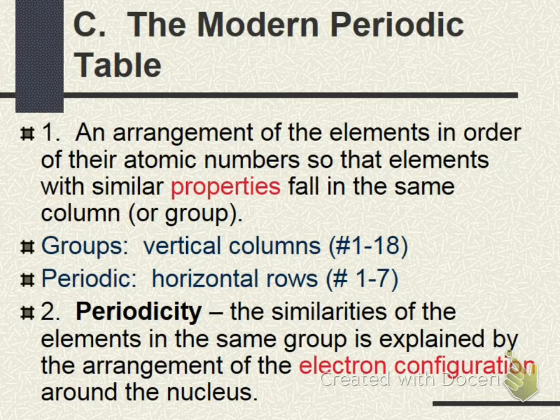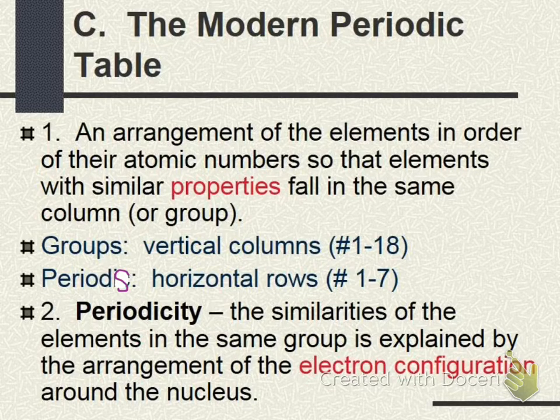And then it should say periods, not periodic. I don't know why it says that, but let's change that right now. So it's periods. Mark that out. And periods are the horizontal rows across, side to side, okay?